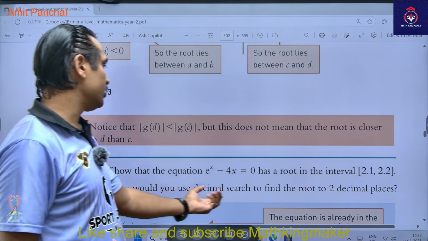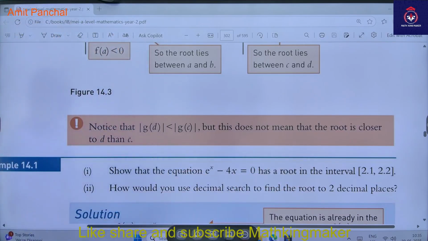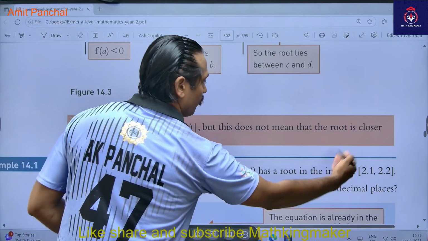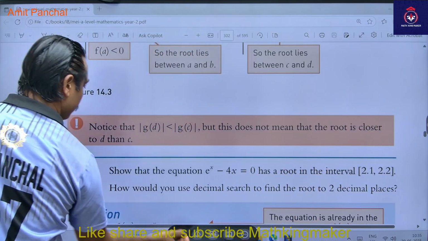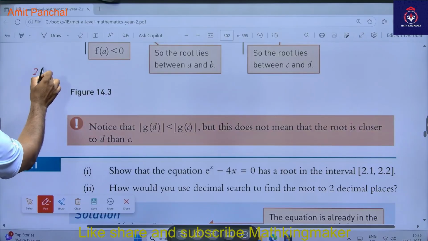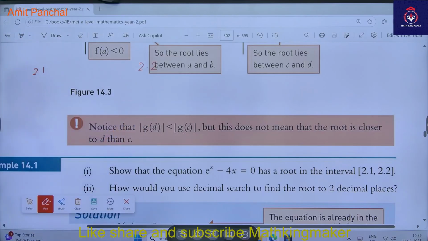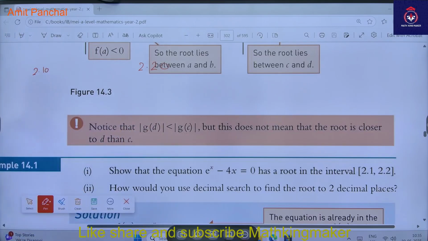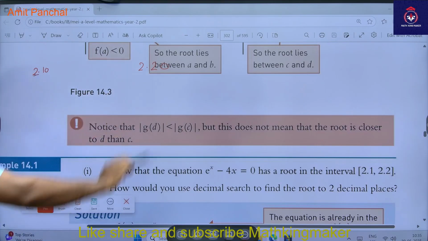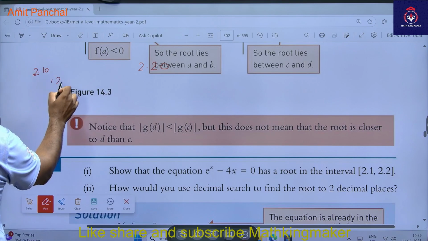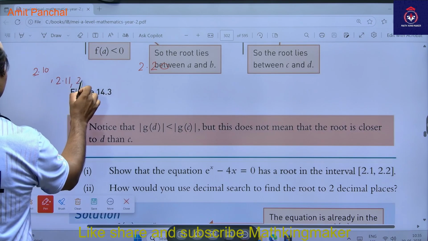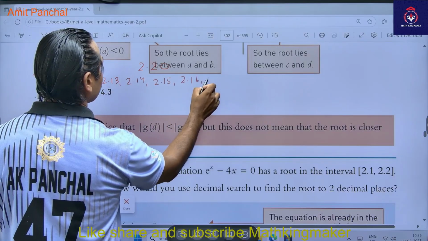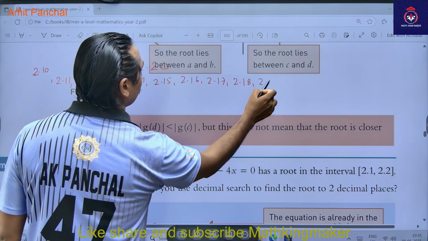How would you use decimal search to find the root to two decimal places? This is 2.1, this is 2.2, and somewhere in between is the root. Now you have to calculate. If I write two decimal places, it will be 2.10 to 2.20. How many two decimal place numbers are there in between these two numbers? That is 2.11, 2.12, 2.13, 2.14, 2.15, 2.16, 2.17, 2.18 and 2.19.